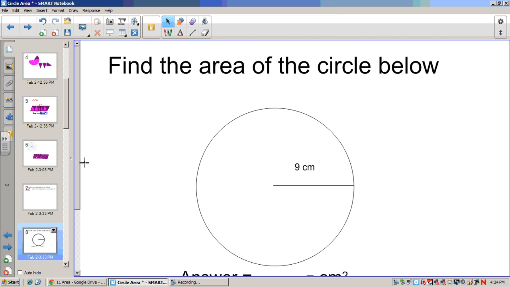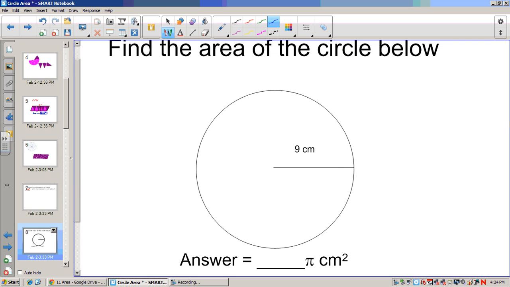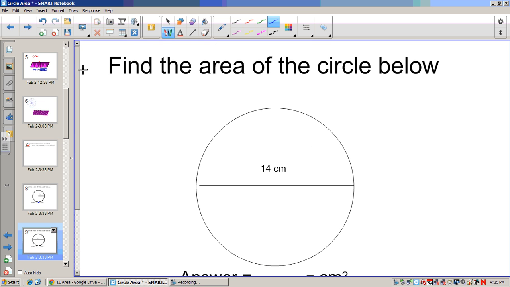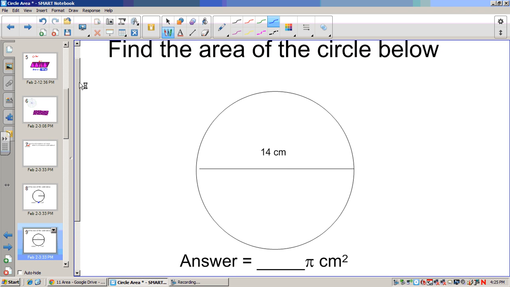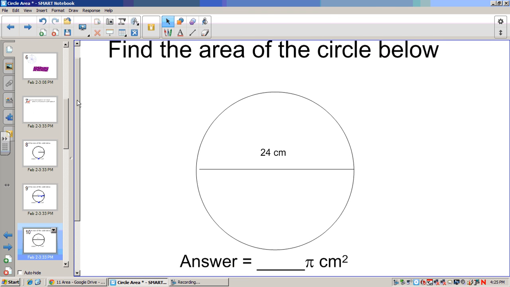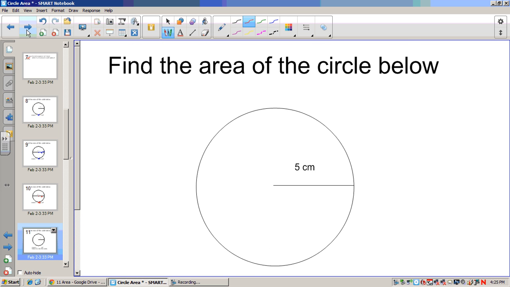Now if I want to find the area of this circle below, if the radius is 9, I just have to square that to get 81. So 81 pi centimeters squared is the area of that circle. Now in this case, if I want to find the area, first thing I need to do is find the radius. So if the whole diameter is 14, the radius is 7. So if I square that, I get 49 pi centimeters squared. Another one, if the whole diameter is 24, the radius would be 12. Now I have to square the radius to get 144 pi centimeters squared.